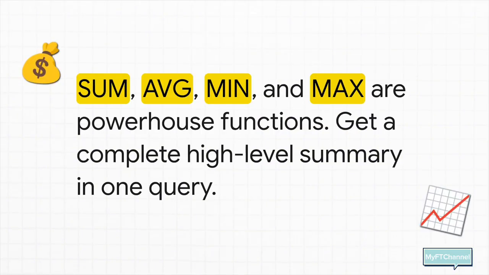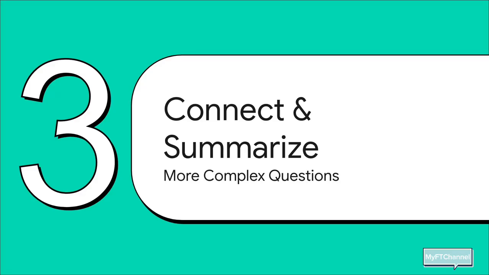Sum adds up a whole column, AVG calculates the average, min finds the minimum value, and max finds the maximum. So in one single query, you can generate a complete high-level summary of your business performance. Pretty cool, right? Okay, you've totally mastered the basics on a single table. Now let's level up and start answering more complex questions by connecting and grouping our data.